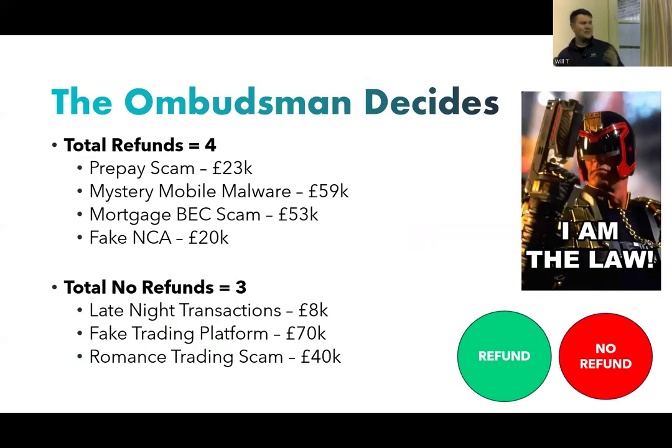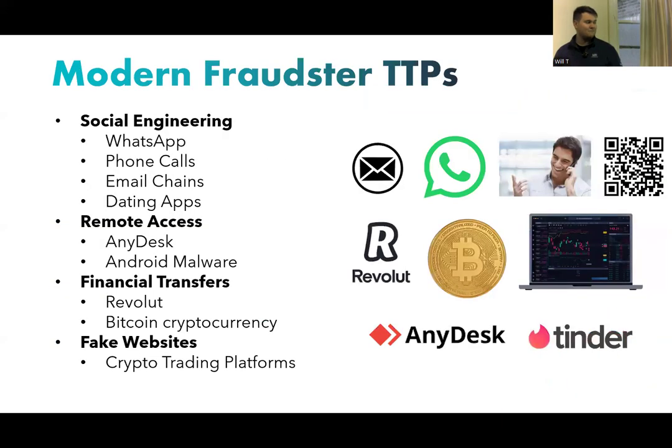So a little summary here. The ombudsman managed to help people get over, what's that, 140,000, 150,000 back in refunds. But from the cases we looked at, still over 100,000 gets lost, and that's in 3 cases. So it's really, really bad stuff.